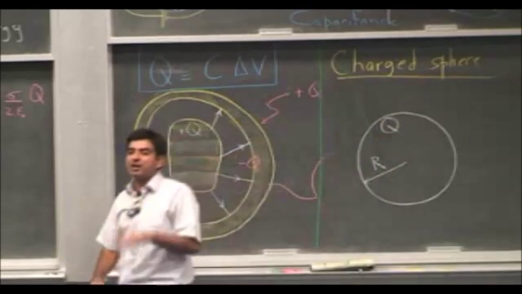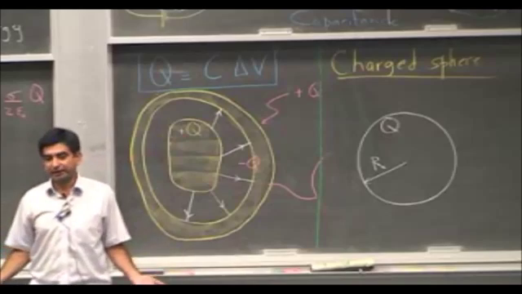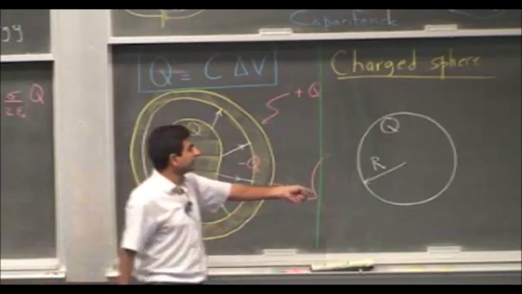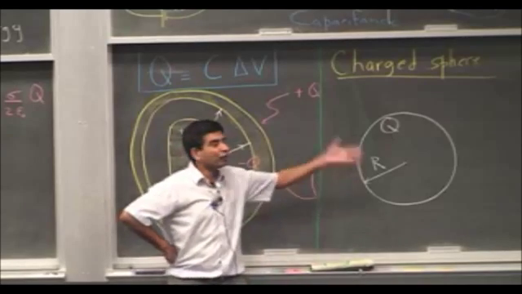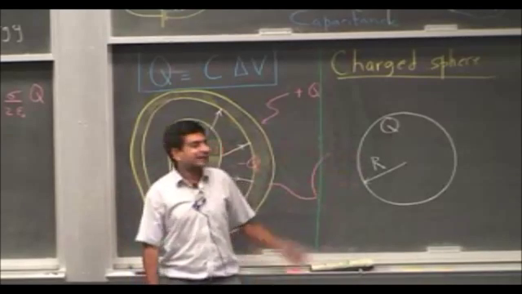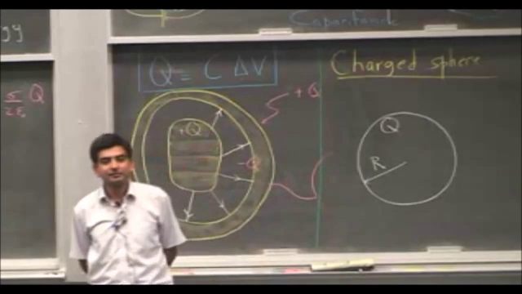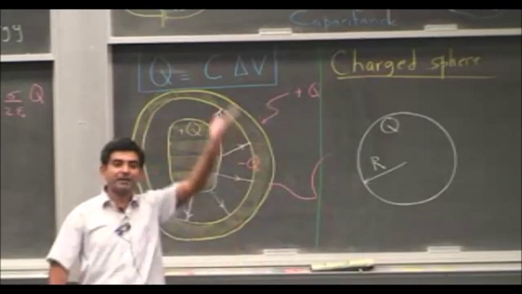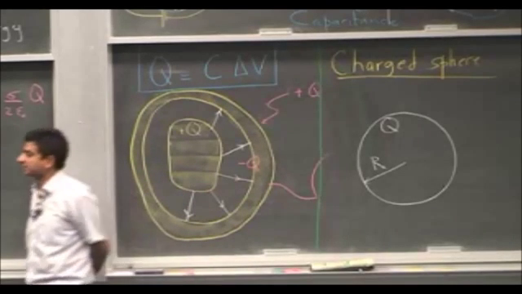Suppose I have a charged sphere, could be metallic, could be insulating. The radius of this sphere is capital R, and it holds a charge plus Q. Does this single sphere qualify as a capacitor? There is no neighboring conductor whatsoever. Does it qualify as a capacitor?